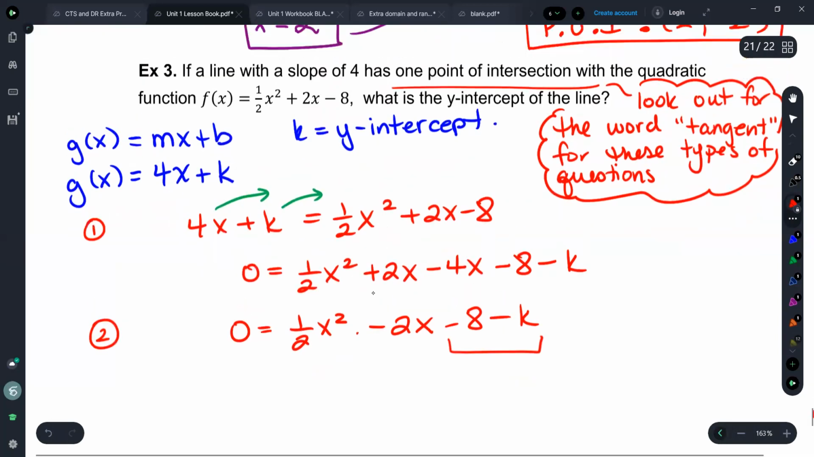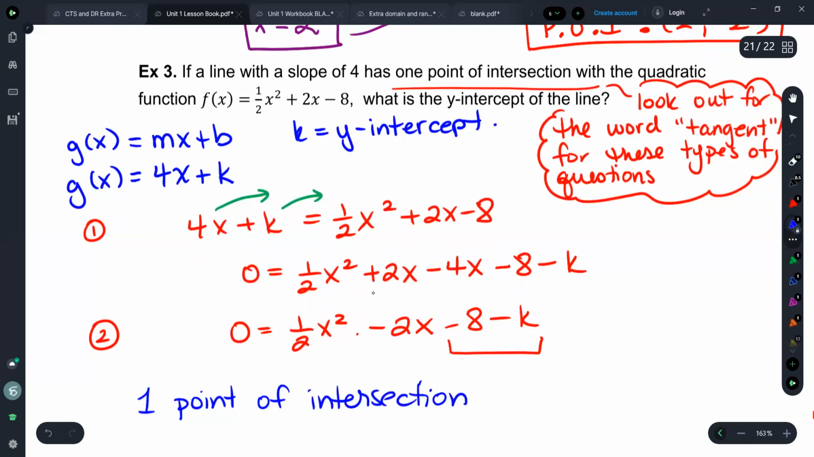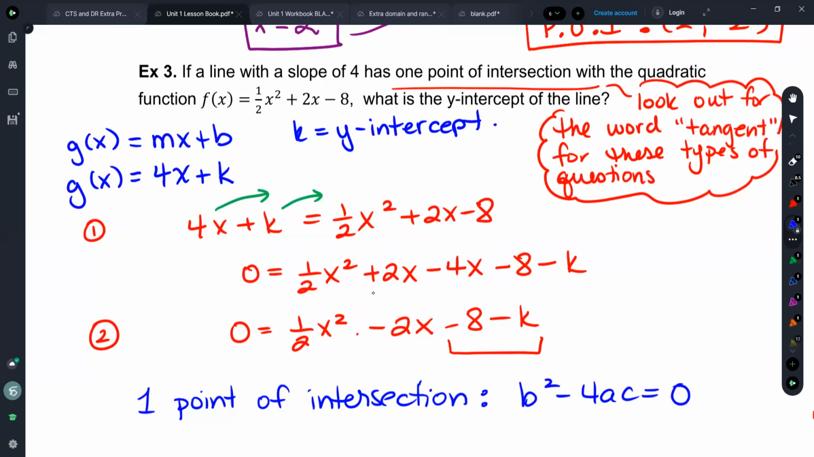And then we're going to use the information about the number of points of intersection. So if I know something has 1 point of intersection, what information does that give me? Josh? Okay, so because we know this has 1 point of intersection, or if we knew it was a tangent line, we would also know it has 1 point of intersection, I know that b squared minus 4ac must be equal to 0 once these two equations are put together and simplified.